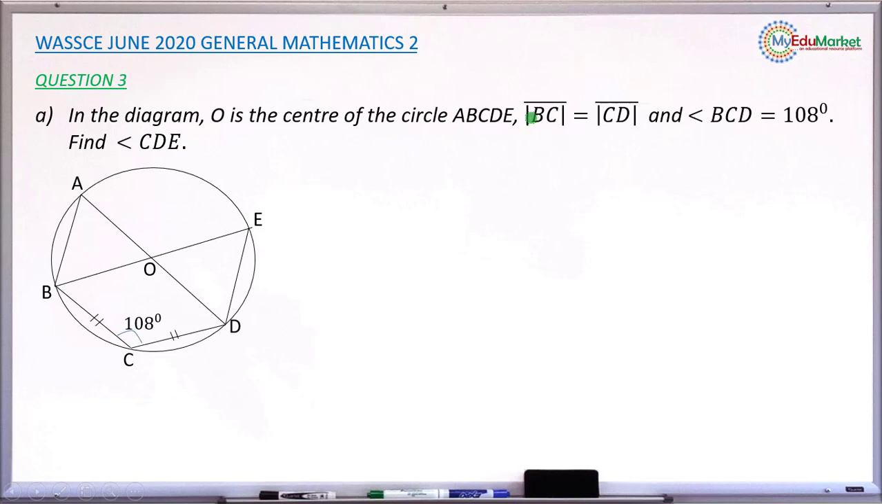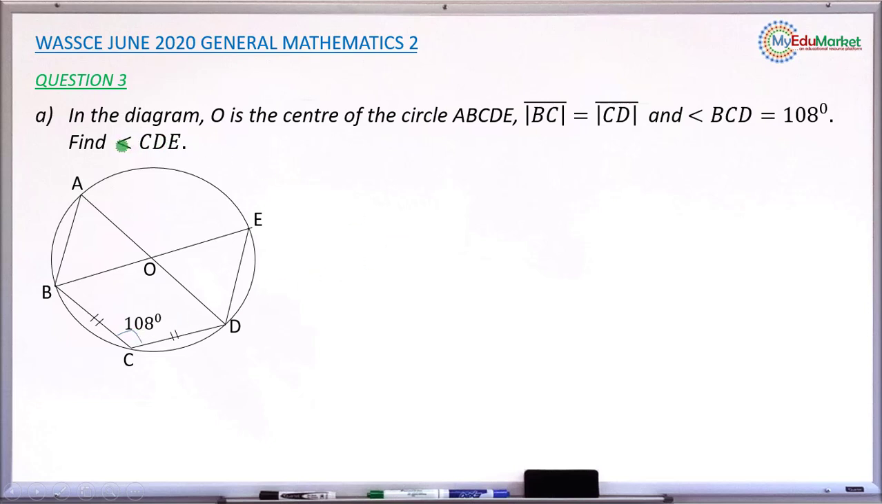The question further says the distance from B to C, line BC, is the same as the distance of line CD. Look at it, it is even marked in the drawing. Look at the two marks on line BC and line CD. That tells you that the lengths of these two sides are equal. And angle BCD is 108, marked also in the drawing, the size of this angle at C.